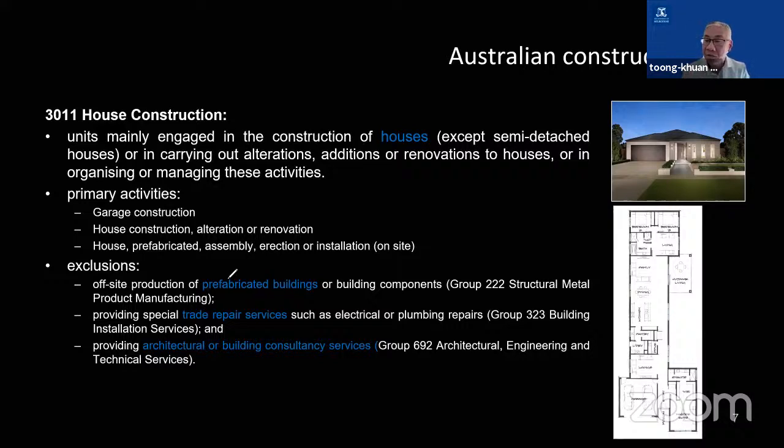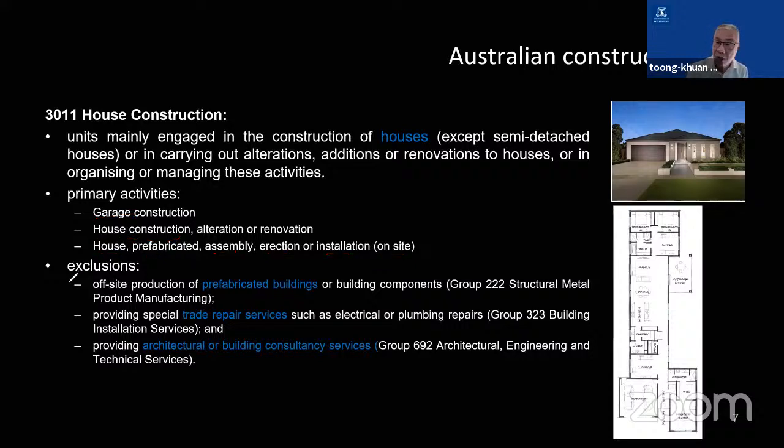And the primary activities will be clearly house construction, but because almost all houses in Australia come with a garage, this includes garage construction. It includes the house. It also includes the prefabrication, assembly, erection, and installation. But that is limited to everything that's done on site. All right. So it is always the activities on site that are counted as construction activities. Anything that is not on site is not counted as construction.